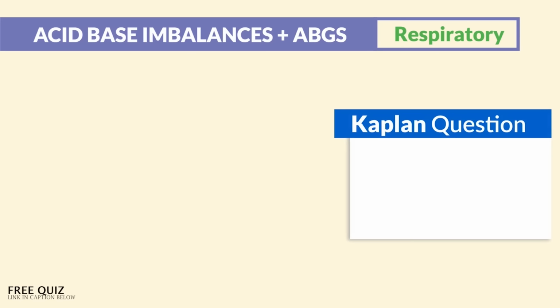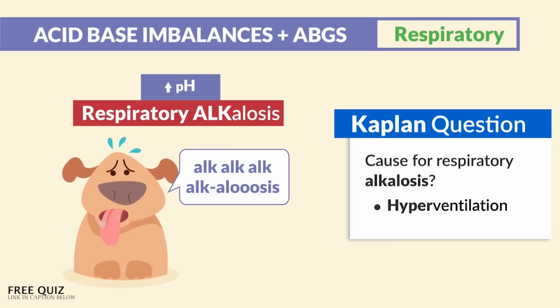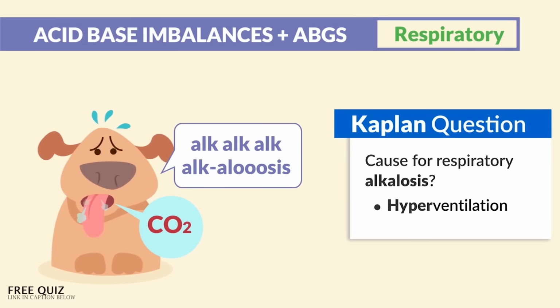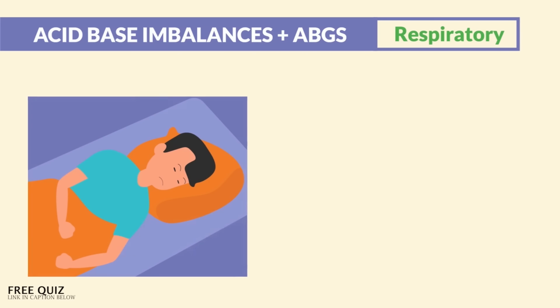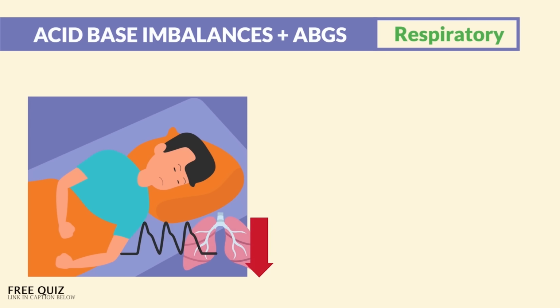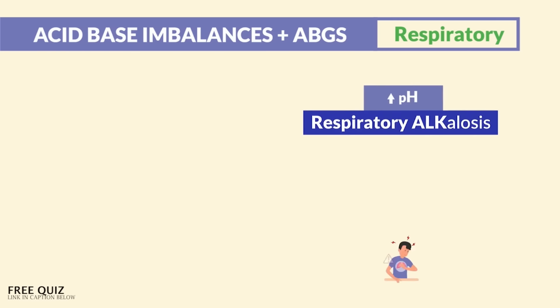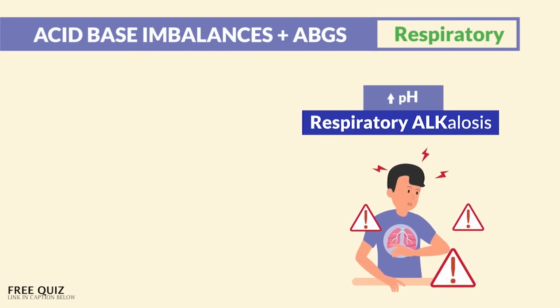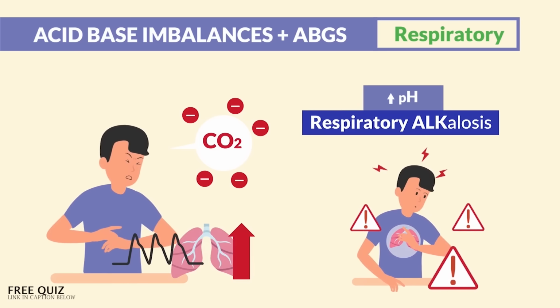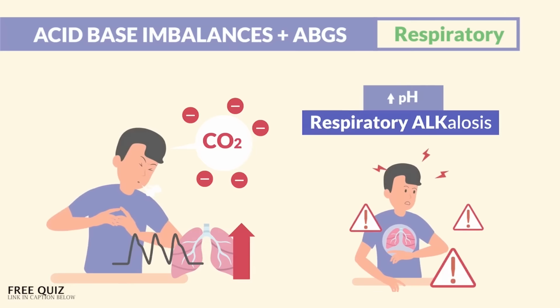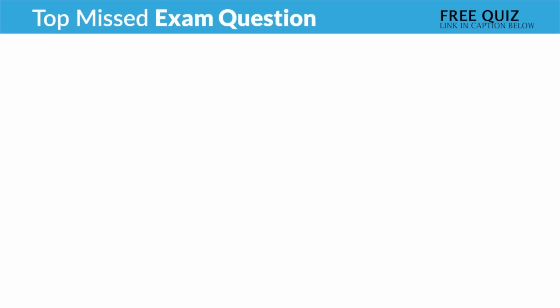Now, Kaplan mentions, what is the cause for respiratory alkalosis? And the answer is hyperventilation. So again, just think for your exams. Every condition that's breathing too slow is acidosis, for respiratory acidosis. And every condition that's breathing too fast puts the body into alkalosis.